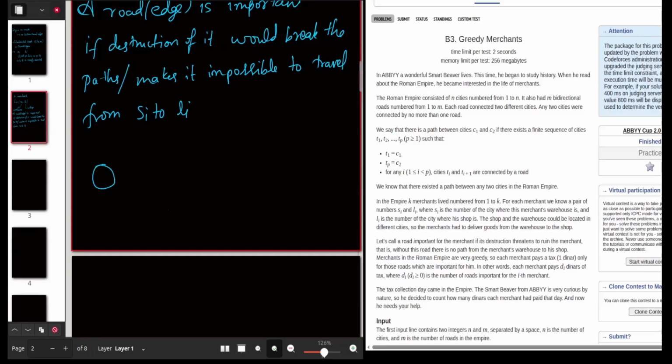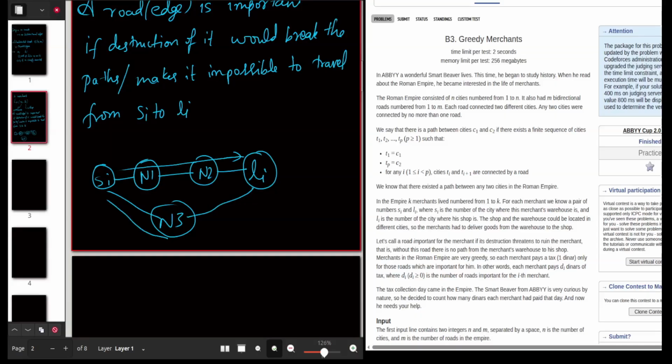Meaning, let's say this is Si, this is another intermediate node n1, this is another intermediate node n2, and this is Li, and you can reach from Si to Li via this path through n1 and n2. Or if you have another node like n3 which is connected to Si as well as Li, then you can also reach it like this. So if you look here, this graph is connected. You take any two nodes, you will always find a path from that node to the other node.